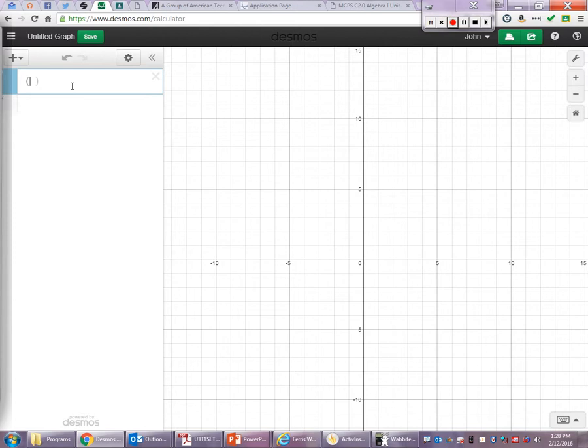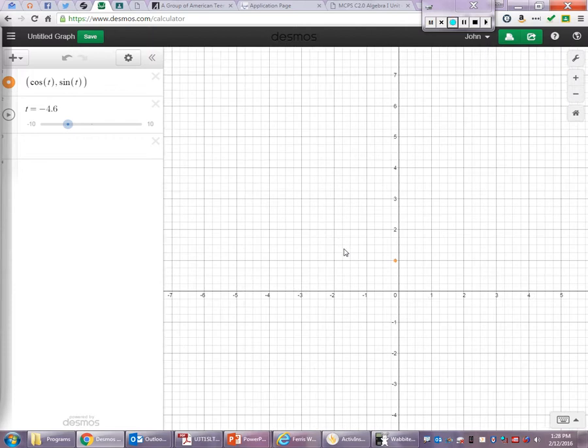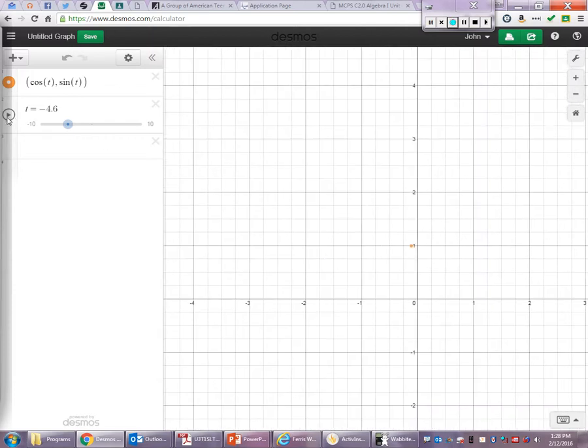We've got the coordinates cosine of t, comma sine of t, which generates, if t is a number like, I don't know, what's t? T equals whatever. What does that generate if you have cosine t, sine t? Let's watch that thing go here.